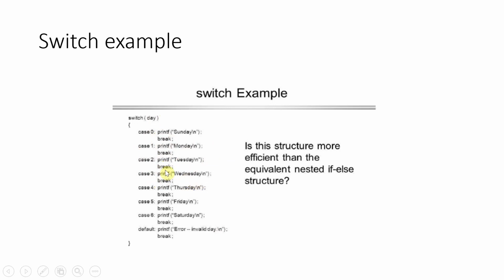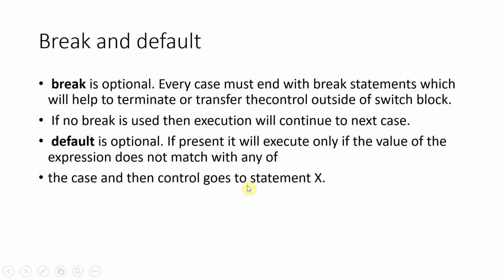It is optional. Transfer the control out of the switch block. And if no break is given, then execution will continue in the next case. Default is optional, will execute only if the value of the expression doesn't match any of it. So iteration is something if you want to do multiple repeated times, so for that you use iterations.